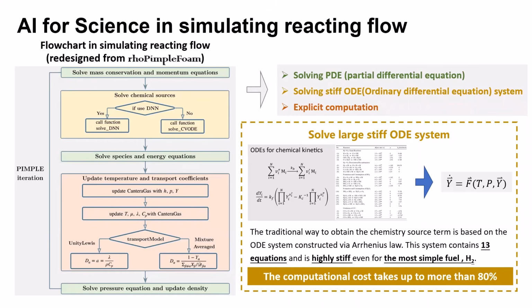We can see the different parts have different colors. The red part is a PDE solving procedure, the yellow part is a stiff ODE system solving procedure, and the orange part is some explicit computation. The most time-consuming part is solving this large stiff ODE system. Even for the simplest fuel, hydrogen, this system contains 13 equations and is highly stiff, and the computational cost takes up more than 80%.